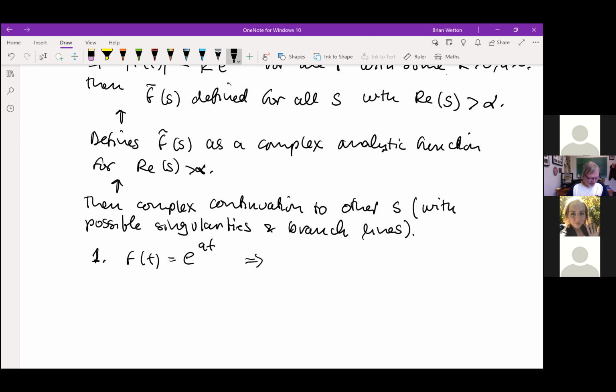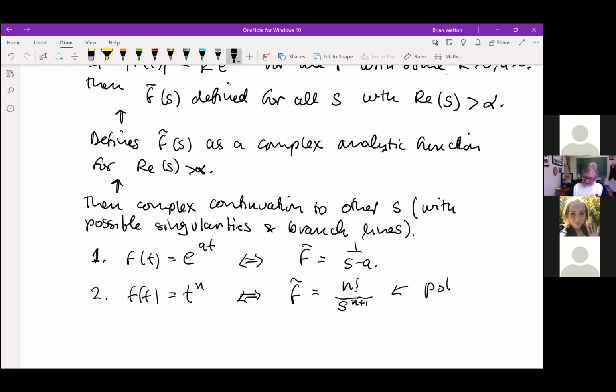So this is the back and forth, right? You can do these examples on your own, except maybe the last one. Right, so this is something that's got a pole of order n+1 at s equals 0. This is a pole, simple pole at s equals a.